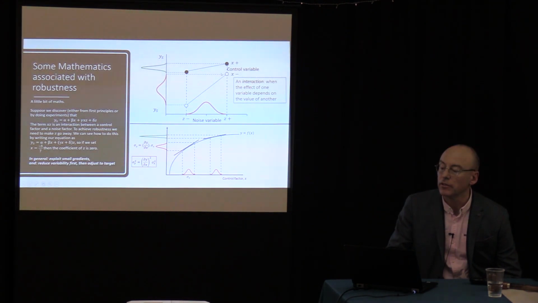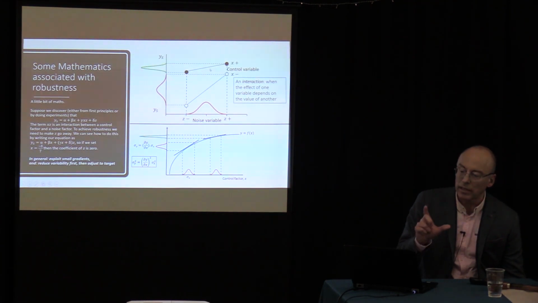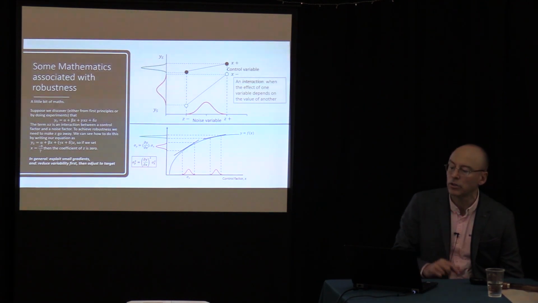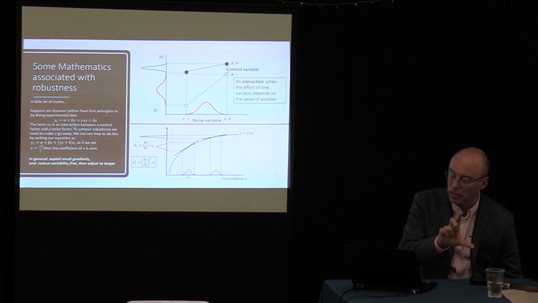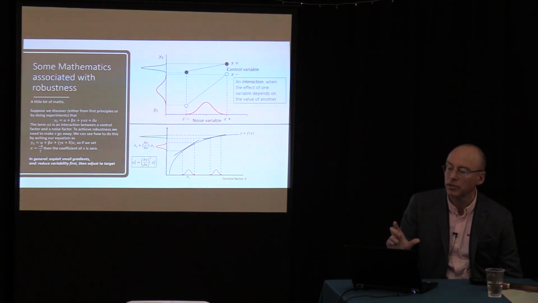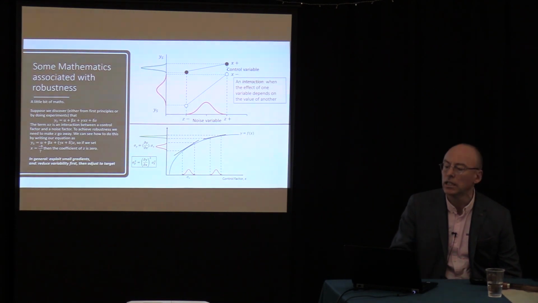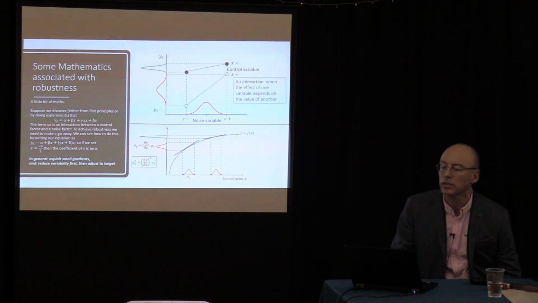So the effect of the noise factor, if you like, is given by the slope of these two lines. And of course, you will immediately recognize that as an interaction between a control variable and a noise variable, because the effect of one depends on the level of the other. So in this particular case, the effect of the noise variable depends on the level of the control variable. And if you can find something like that in your engineering system, you can exploit it.